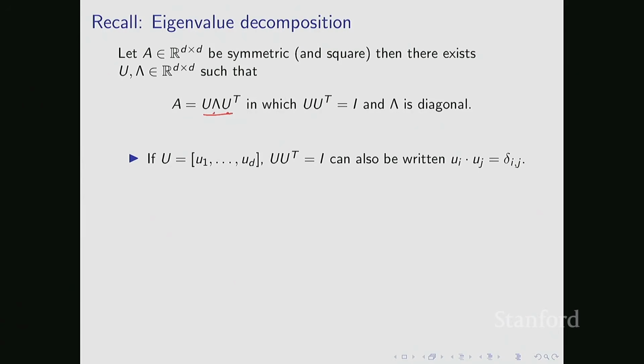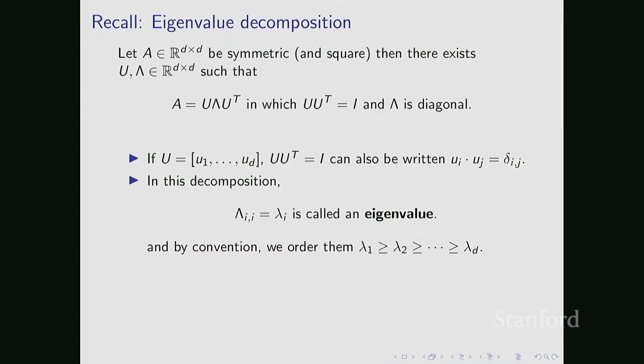U lambda U transpose equals A. So that's the decomposition. U is orthonormal, that is, U transpose U equals I, and the columns are unit normalized. And lambda is diagonal. Those lambda i's, the little lambda i's on the diagonal, are the eigenvalues. And by convention, we order them in this way. Typically you'll sort them from the principal eigenvalue down to the rest.